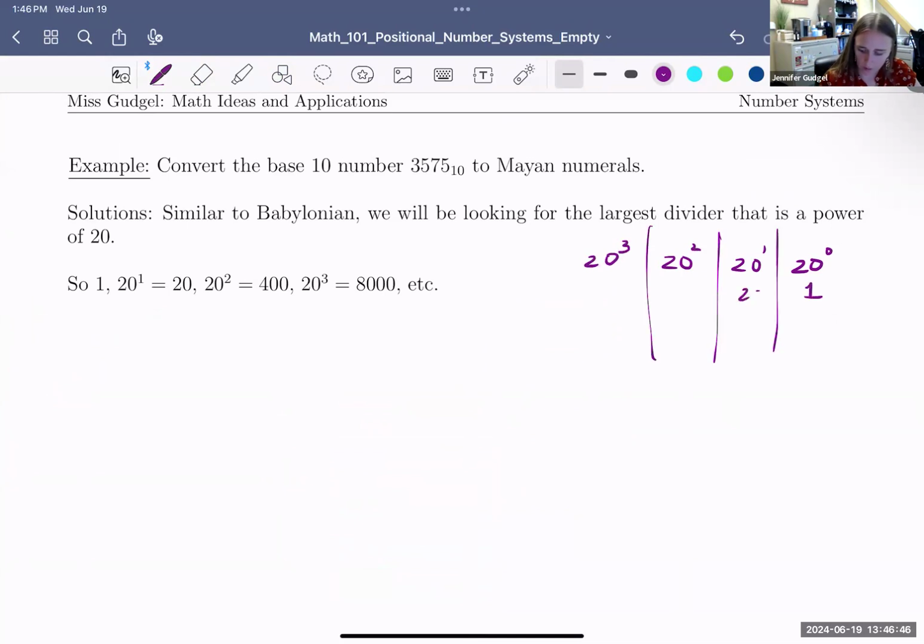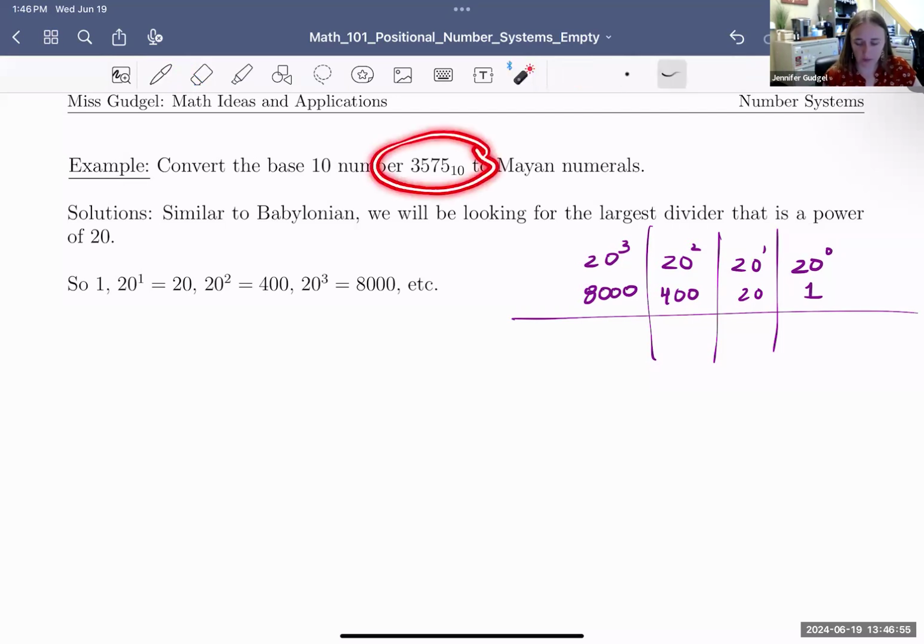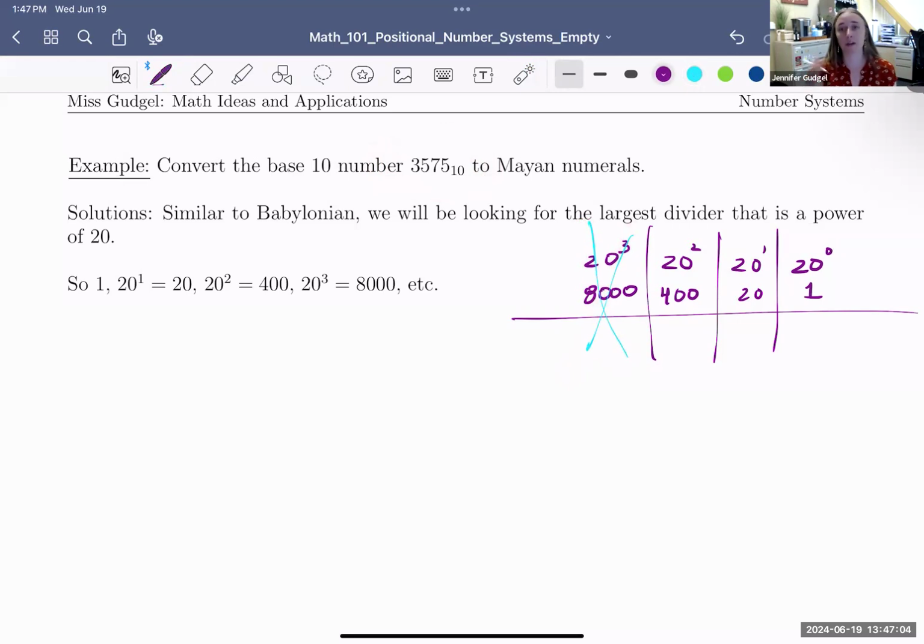Groups of 1, groups of 20, groups of 400, groups of 8,000. If we needed to go higher than this, we could. All right, but for the number 3,575, we're not even going to use the groups of 8,000. So we're actually starting with groups of 400. See how many of those groups we can pull out and then carry on to the 20s, and then the ones are what's left over at that point. So we're taking the number 3,575 and seeing how many groups of 400 we are able to pull out.